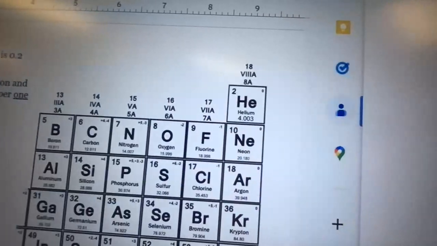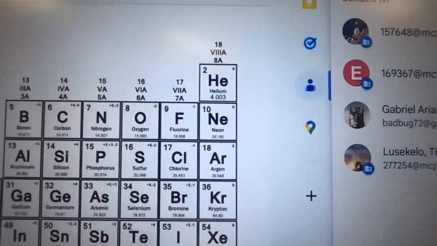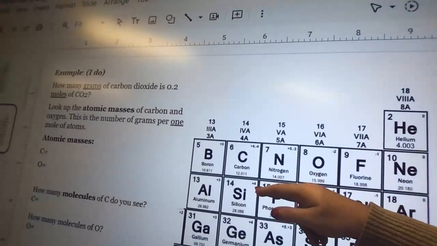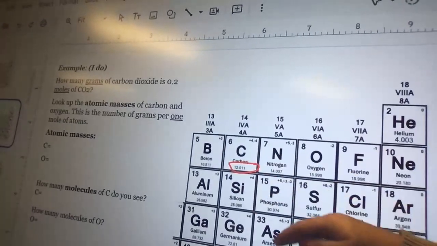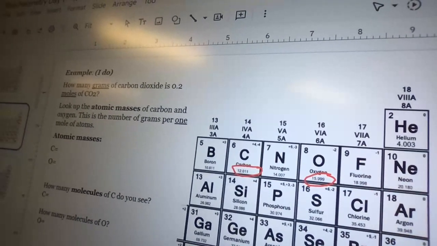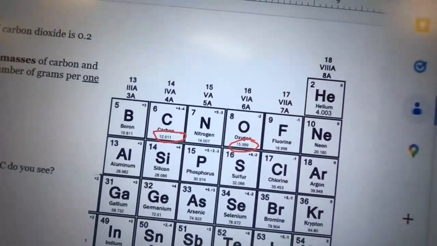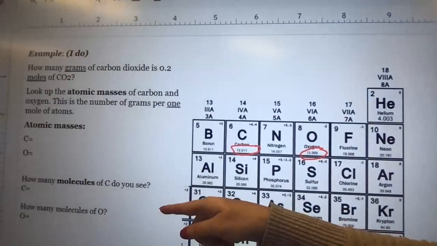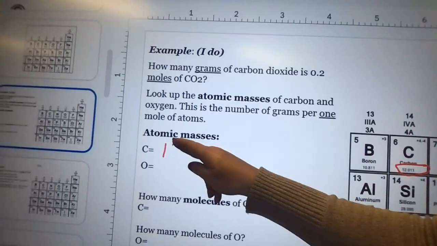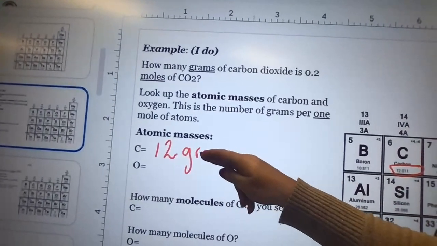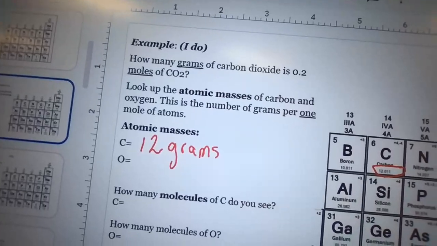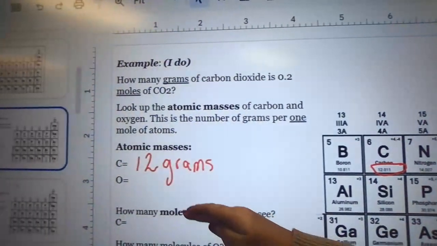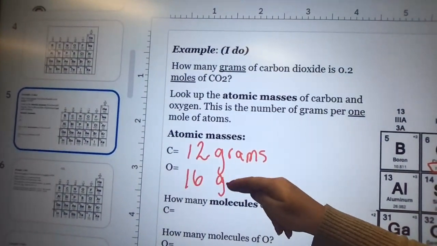Okay, let's do it together. In here, the carbon, this is the atomic mass for each one. If you look on your paper, the atomic mass for carbon is 12 grams. And then for the oxygen it's 15.9, which is the same thing as 16 grams.